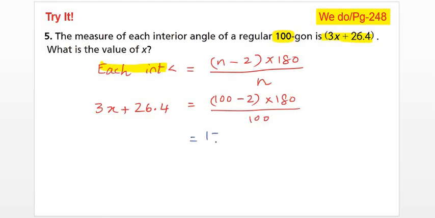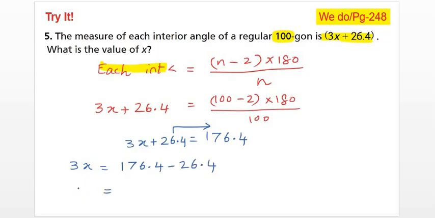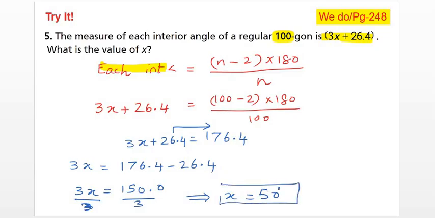So it is 176.4. And on this side we have 3x plus 26.4. Now move this 26.4 to the other side, so we will have 3x equals 176.4 minus 26.4. So it will give us 3x equals 150, and then you will divide each side by 3. It will give us the value of x, that is 50 degrees. Okay, so this will be the final value for x. I hope it's clear for you.